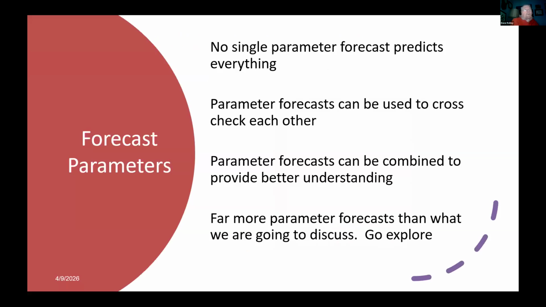The thing to keep in mind when you're looking at all of this is that no single parameter forecasts everything. We're not going to get a prediction from one thing. But you can take a look at the parameters, and some of them can be used to cross-check each other. We're going to go through parameters in more detail in a little bit, and I'll talk about some of those relationships. The parameters can be combined to give a better understanding. Even though we're going to look at some of this, I'm not going to do every one of the parameters that are available. I'm just going to do the major ones that we play with.